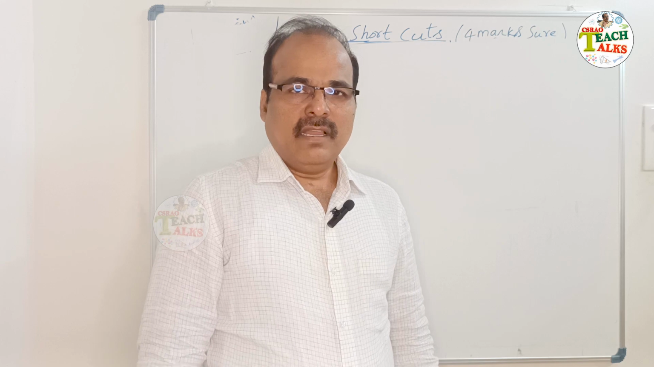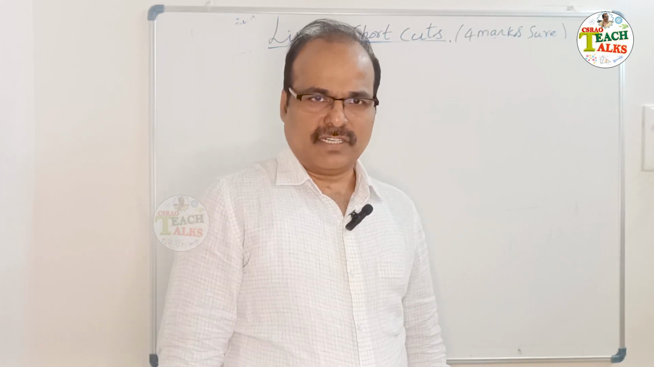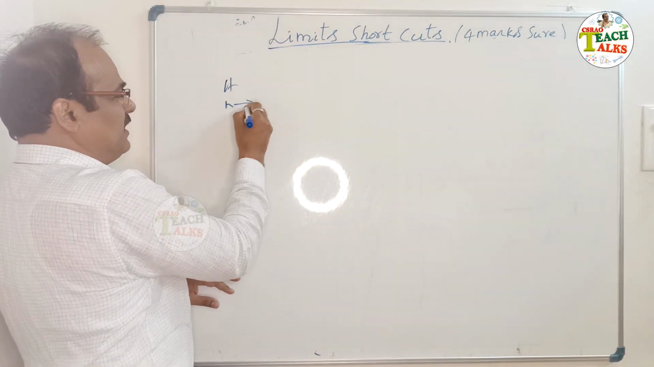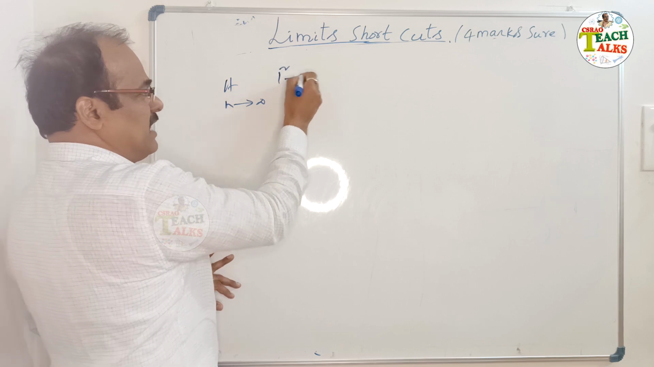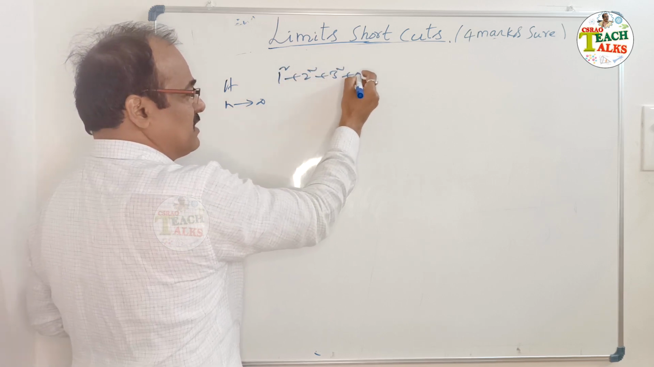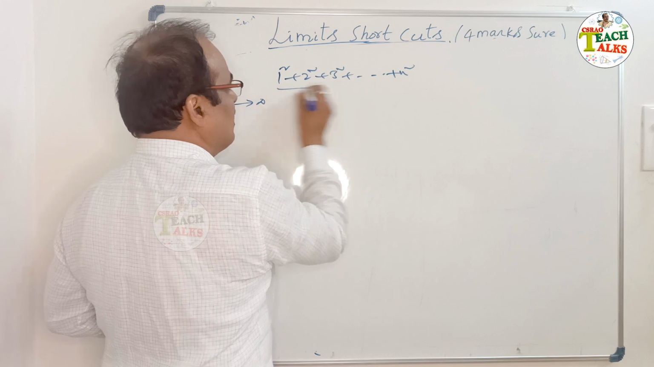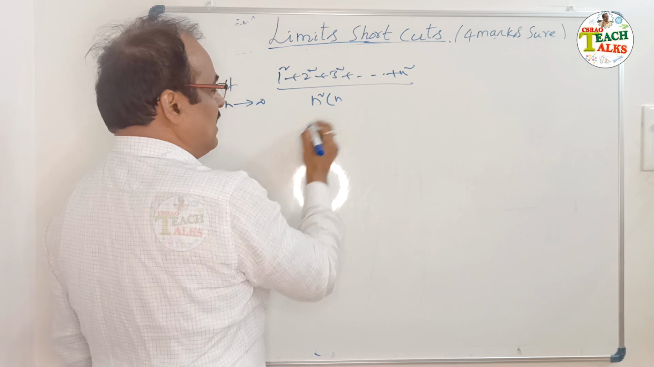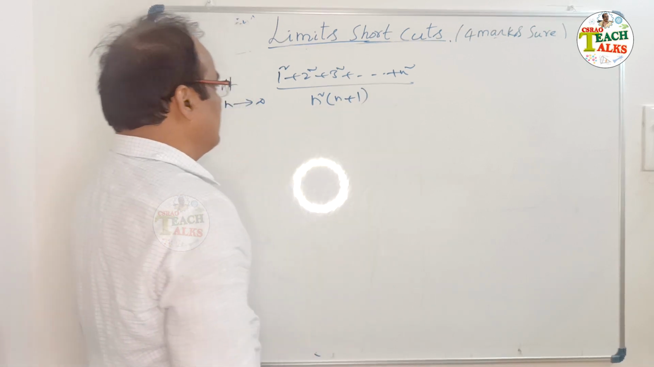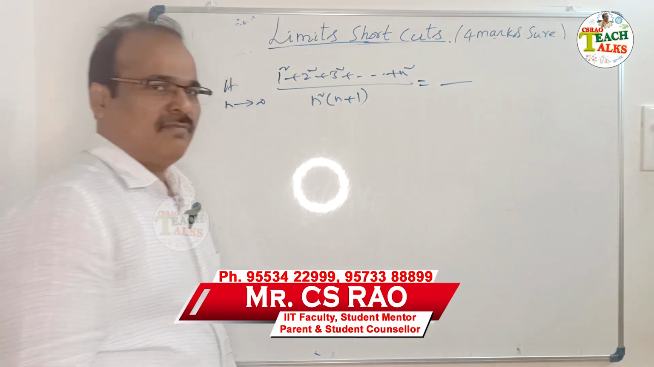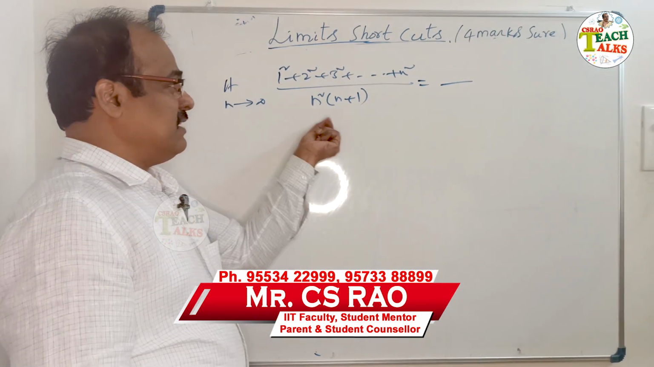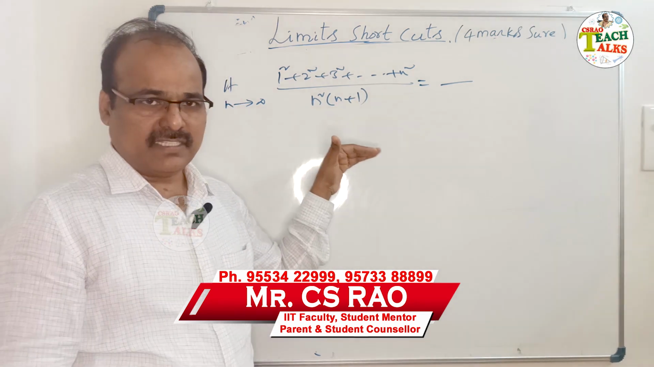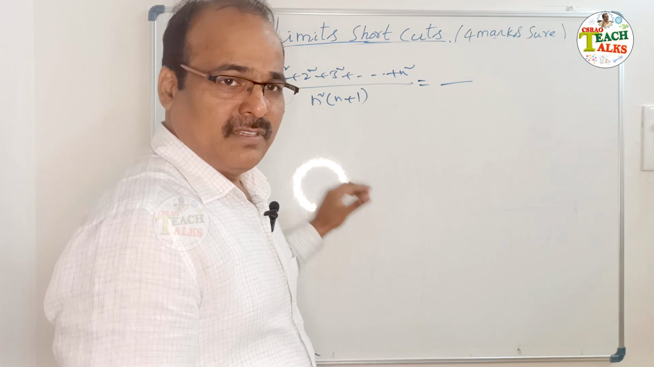Dear students, we are going to teach the last shortcut today. Okay, the last one. See, limit n tends to infinity, 1 square plus 2 square plus 3 square plus and so on plus n square by n square into n plus 1. Suppose it is there, how can you find out this value? This type of problem has been asked so many times in previous examinations of local engineering colleges and BITS also.